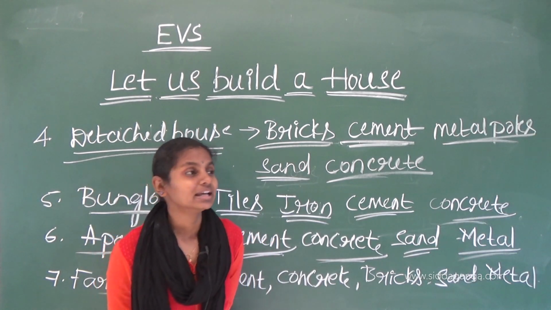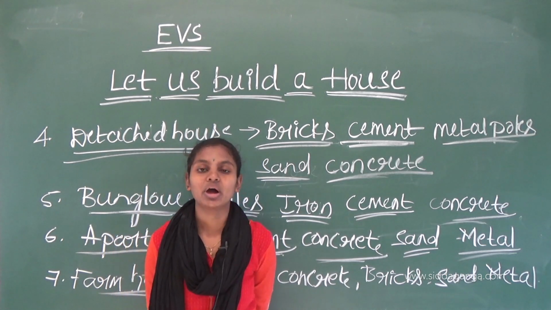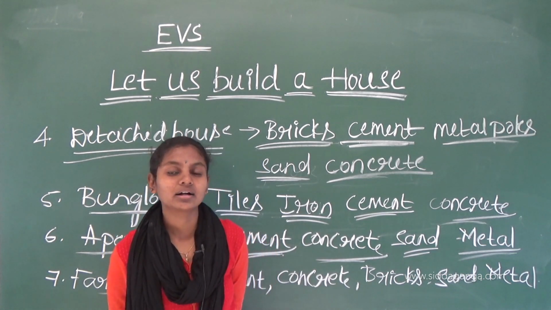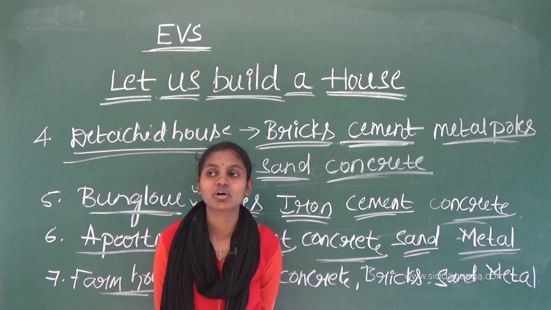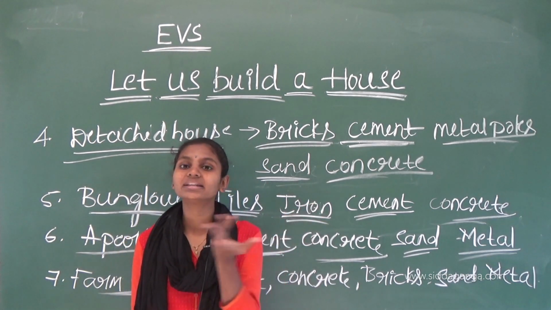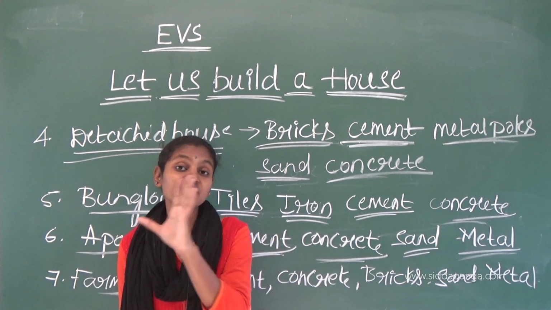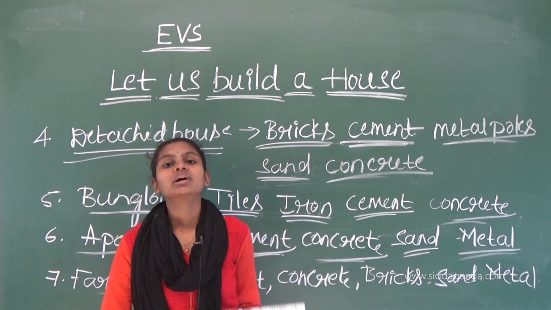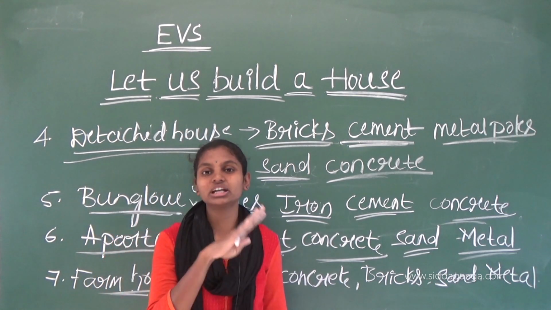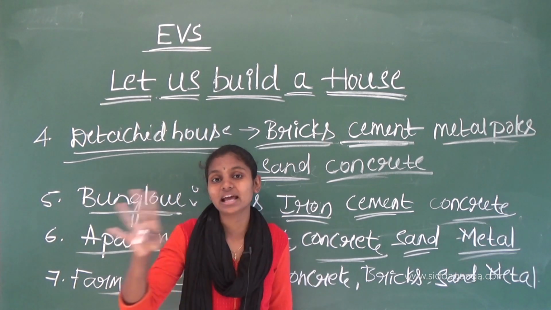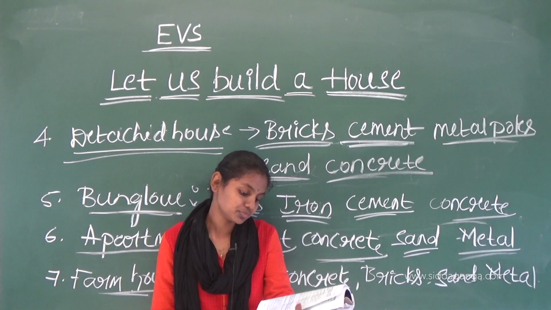So children, there is an activity for you. What you have to do? You have to visit a place that belongs to your friend and compare that house of your friend and the house of yours. Then you can come to know what is the difference between the different types of houses. And also what you have to do?